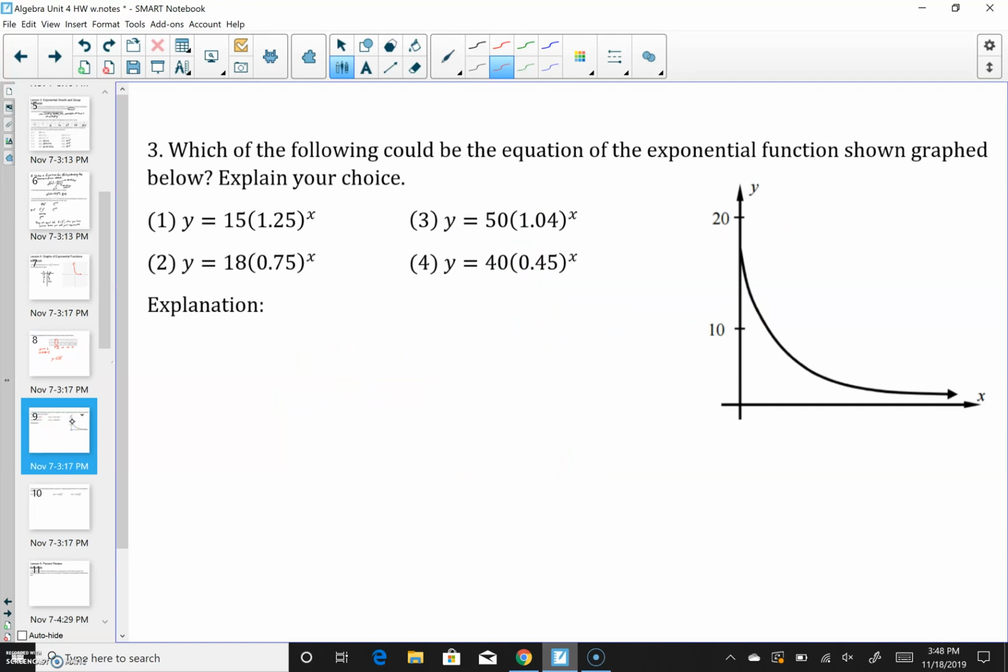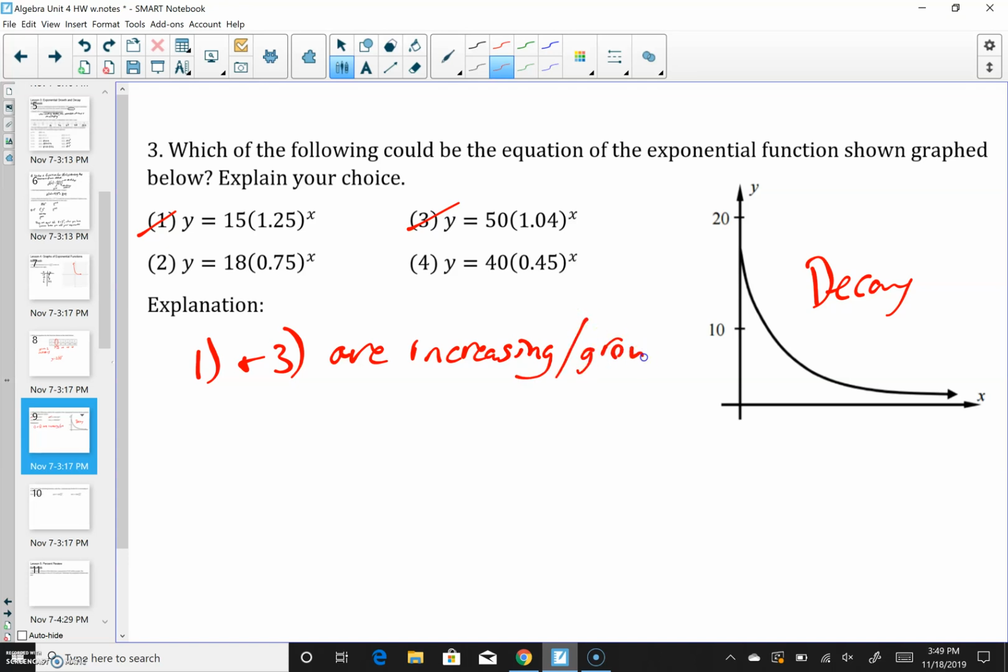Which of the following could be the equation for the exponential function graphed below? So this is obviously a decay function. It is decreasing as the graph goes along. So I'm going to cross out choice 1 and choice 3 because both 1 and 3 are increasing. Another word for increasing is our growth functions, which this is clearly not.